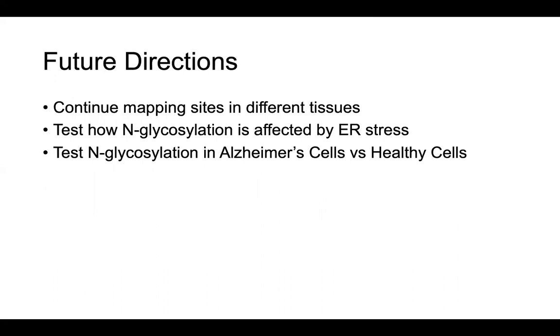So the future directions using this method should continue to map sites in different tissues, test how N-glycosylation is affected when the ER is under stress, and test it in Alzheimer's cells versus healthy cells, as there is evidence in Alzheimer's that the secretory pathway and N-glycosylation is affected.